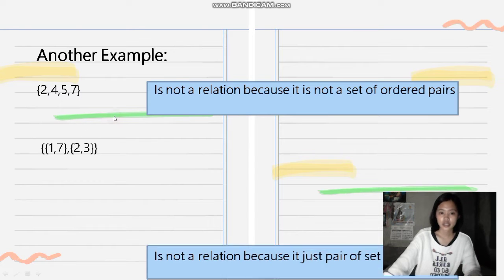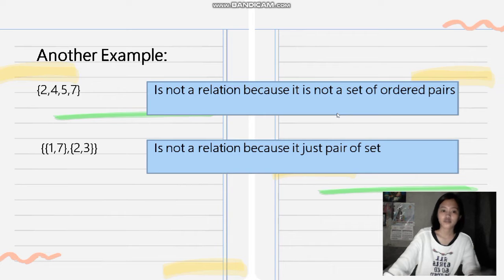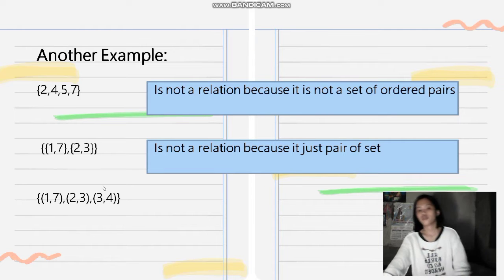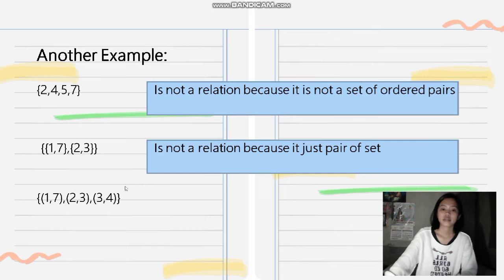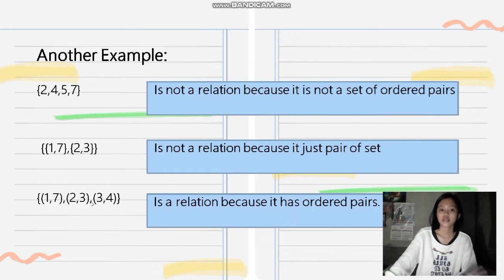I think it's not kasi it's just pair of set. Hindi naman siya ordered pair. Just pair of set lang. 1, 7, 2, and 3, and 4 ay example ng relation dahil set siya ng ordered pairs.